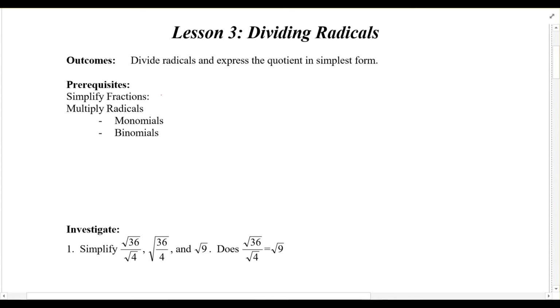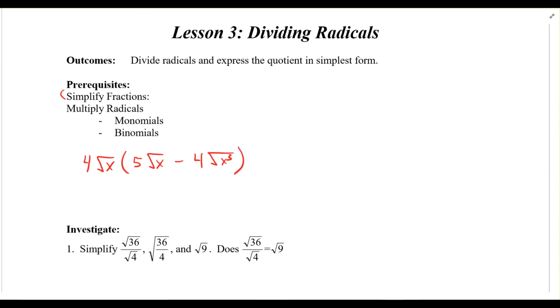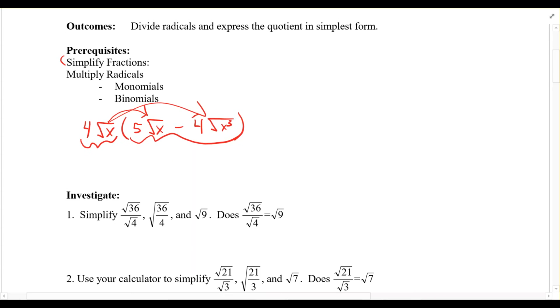Prerequisites: we're going to need to be able to simplify fractions and multiply radicals. So kind of what we've talked about already with multiplying monomials and binomials. So what I mean by that is this, right? This is a monomial, there's one. This is a binomial, there's two terms there, right? So being able to multiply stuff like that, right? So that was that distributive property we talked about in the last lesson.